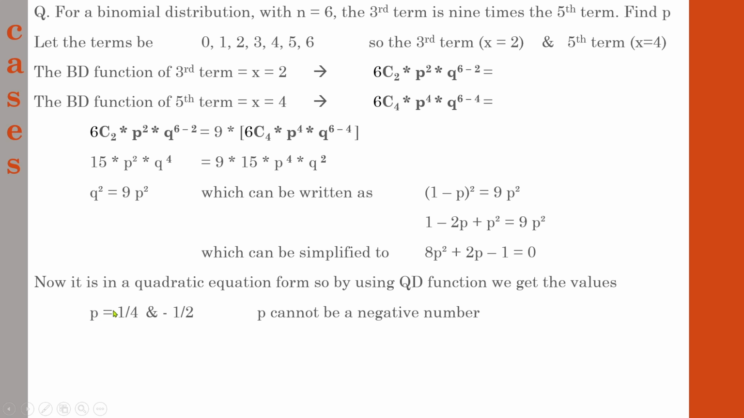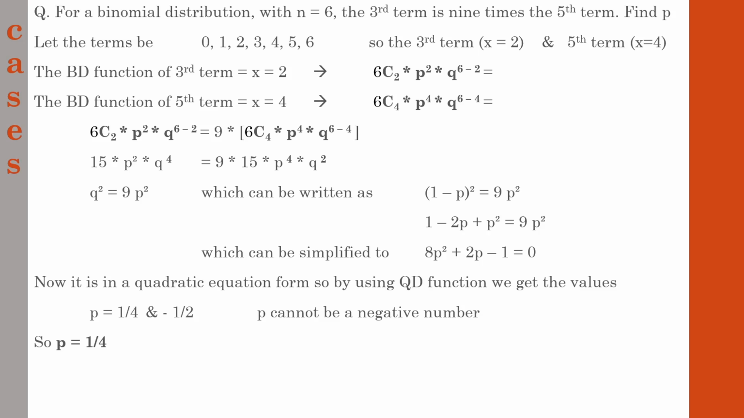So the value of P should be a number that is less than 1 and it should be a positive value. That is one of the properties of binomial distribution. So P cannot be a negative number. So minus 1 by 2 will not be an answer. So the value of P is 1 by 4. Once you find the value of P, you can easily find the value of Q also. In this question you are asked to find the value of P alone. So you just have to do until here.